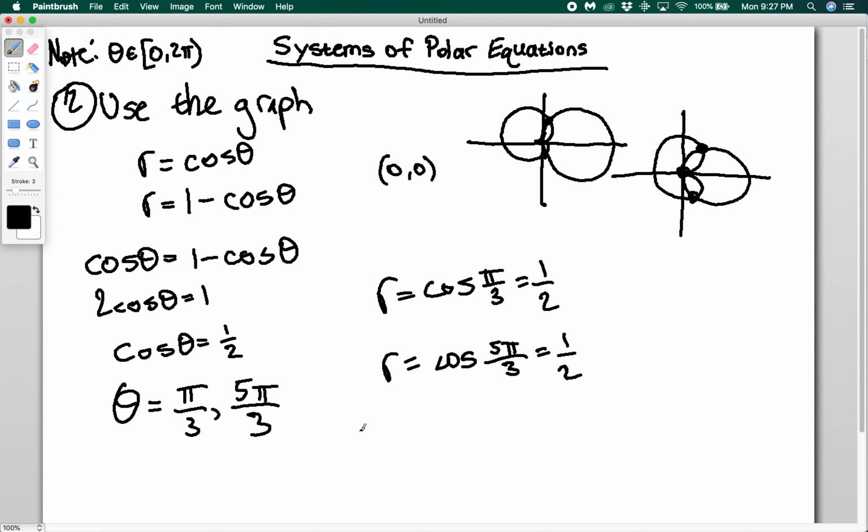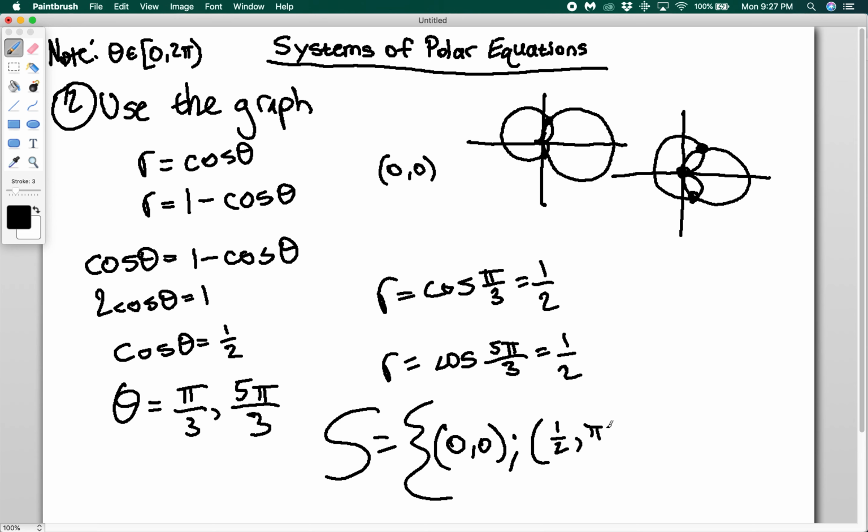So our full solution set for this, okay, is going to be 0, 0. We're going to get 1/2, pi over 3, and 1/2, 5 pi over 3. Okay? So that's our solution set. And the reason we really need to use the graph here is we need to use the graph to get one of the solutions, to get this 0, 0 solution, because the math didn't give it to us because of the kind of quirkiness of polar coordinates.